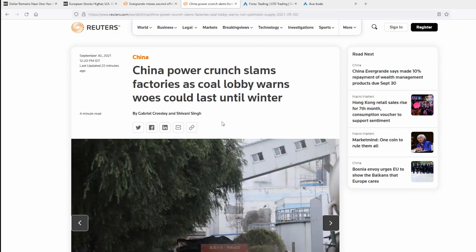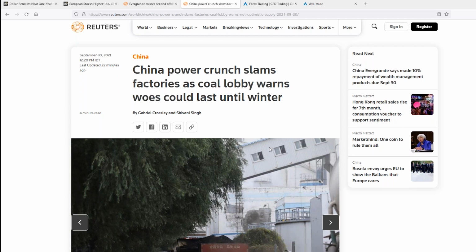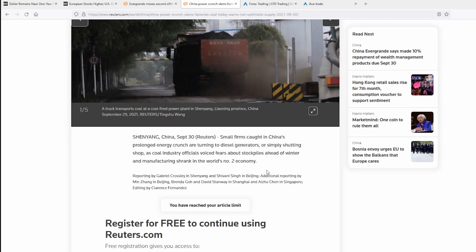And then we look and we say China also is having a power crunch, and their factories are not having great output right now. So it says prolonged energy crunch, or turning to diesel generators, or simply shutting shop.